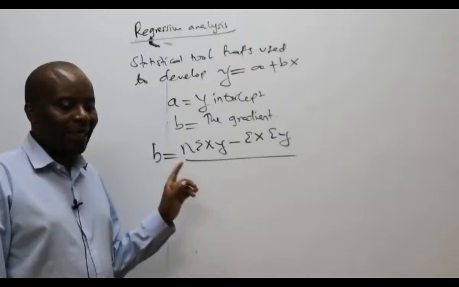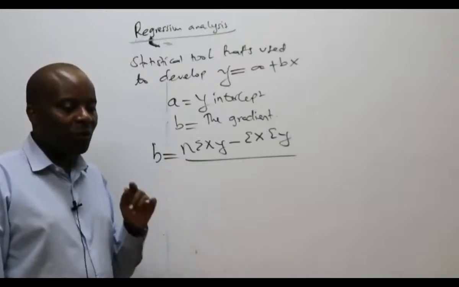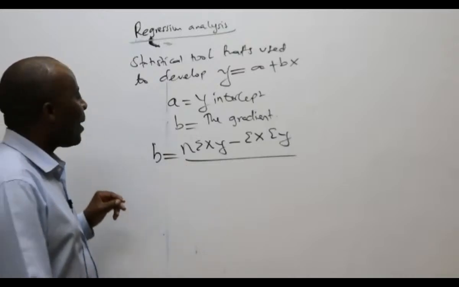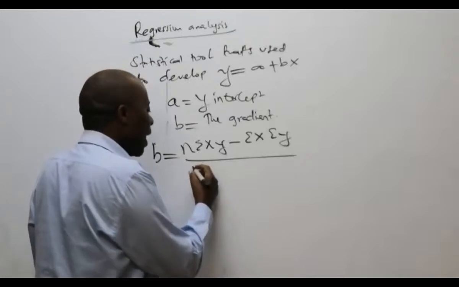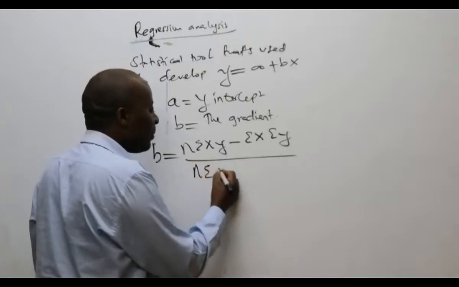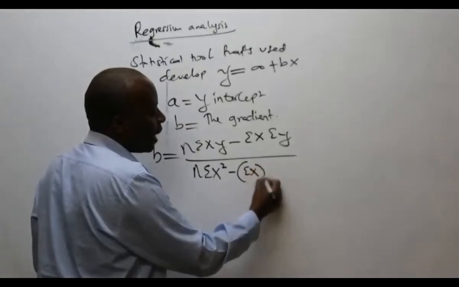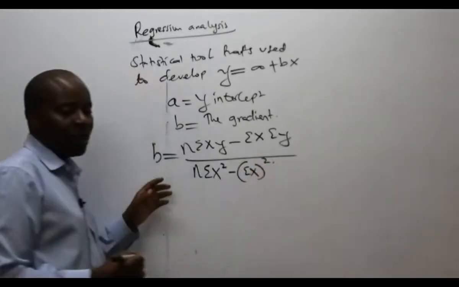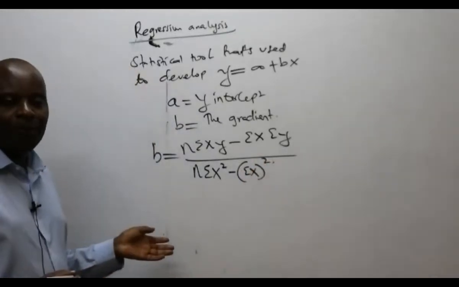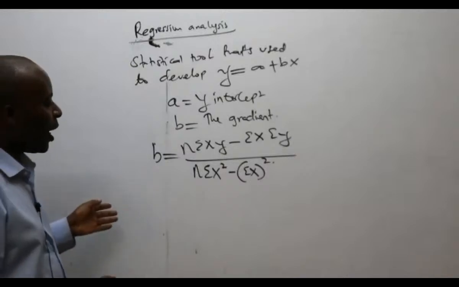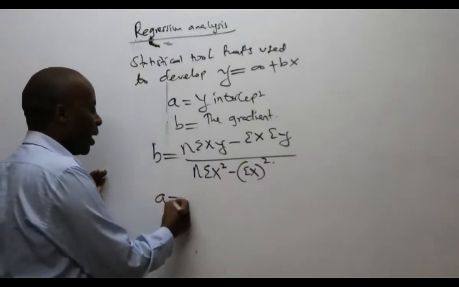How about the denominator? You can see what Amaya is saying. Amaya says that to get the denominator here, we shall be taking n summation of x squared minus, in brackets, summation of x, all squared. So this is very important for us.